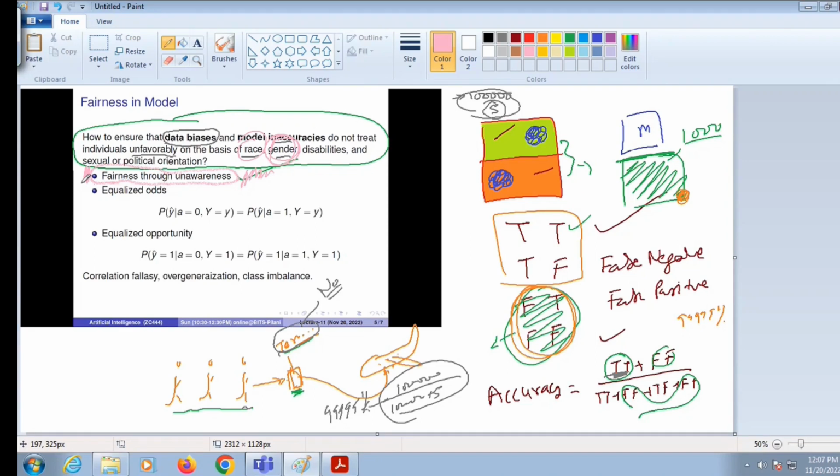Will it be good? The answer is no, because groups may be differently represented. In this particular case, this category was very much less represented. So you are thinking your accuracy is good, but it was not like that. You are not fair with those systems, even if your accuracy was high.